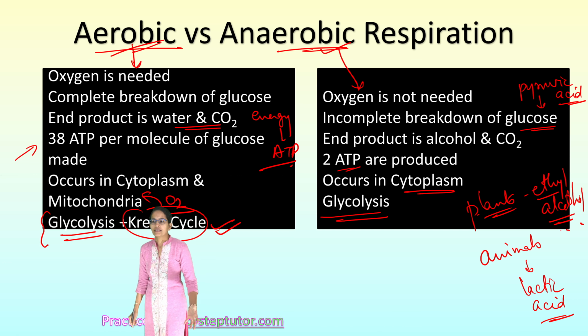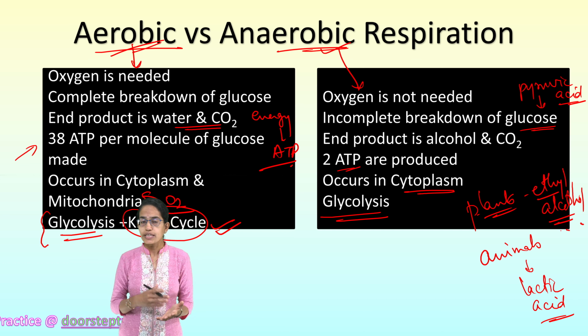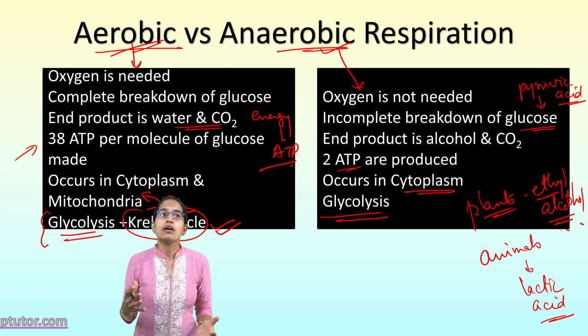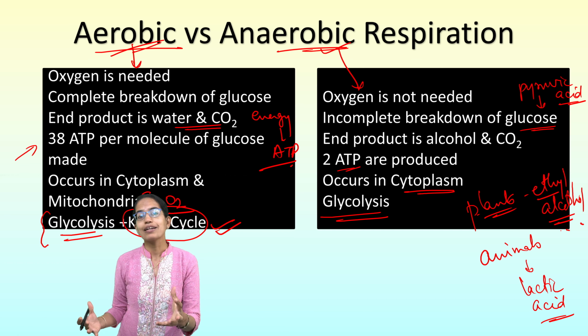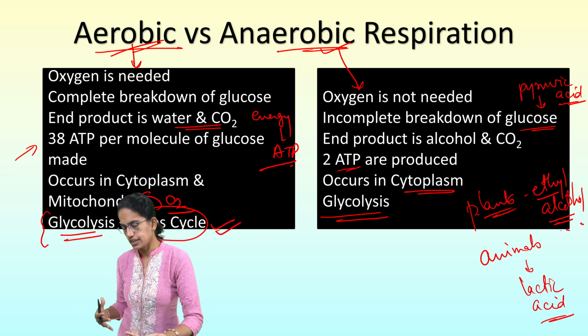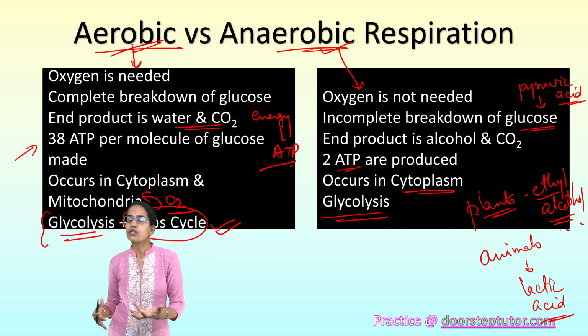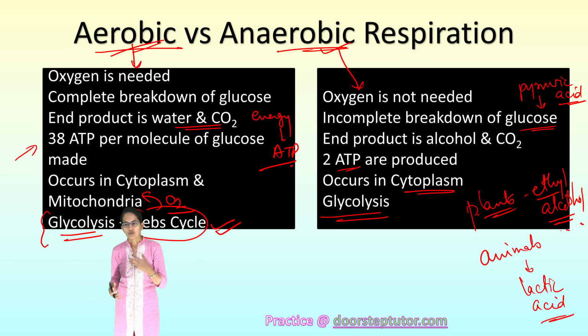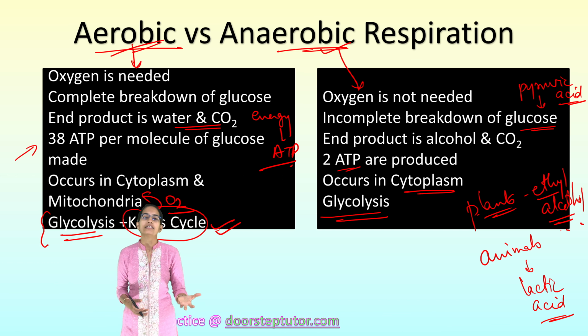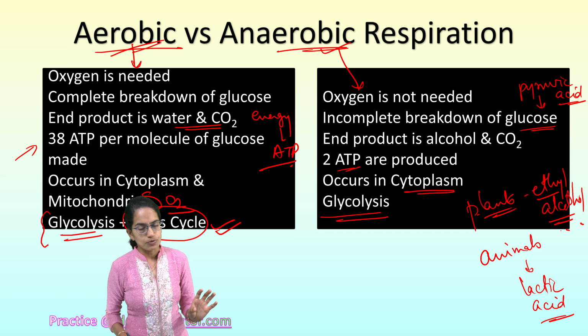Some plants, fruits, and seeds can also, till a time, respire in the absence of oxygen. But what would happen if it is done continuously? If it is done continuously, then accumulation of alcohol would take place, and this alcohol becomes toxic to the plant. As a result, the plant would ultimately collapse or die.